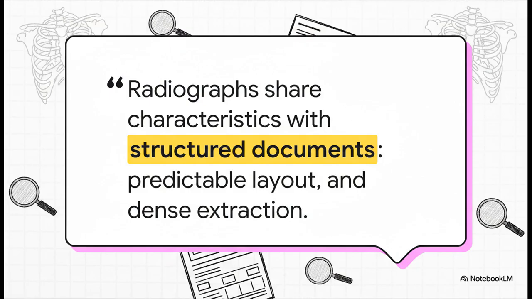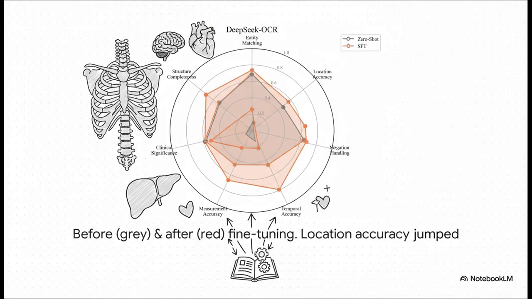And here it is. This is the aha moment from the research paper. A chest X-ray isn't just a random picture. It has a predictable layout, like a form. It has a hierarchy of information: lungs, heart, ribs, just like a table. And to understand it, you have to extract very specific, dense details, just like reading a document. And you can literally see it learning right here. Before they showed it any medical examples, the model was pretty bad at finding things. But after fine-tuning, its ability to pinpoint specific anatomical locations shot up by 262%. It was learning to apply its document reading skills to human anatomy.